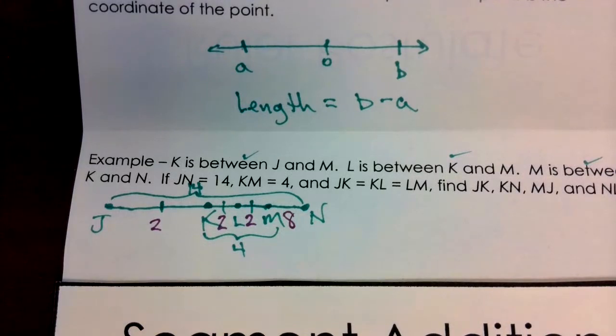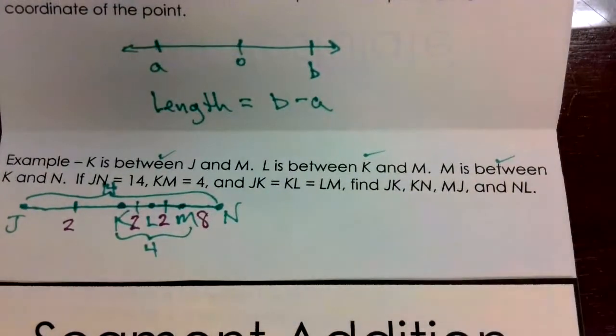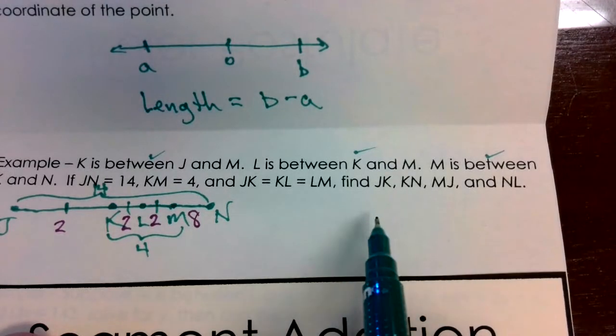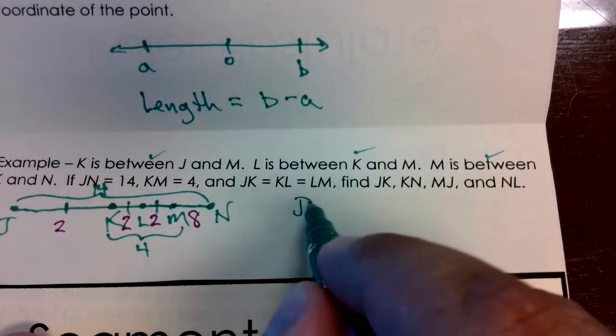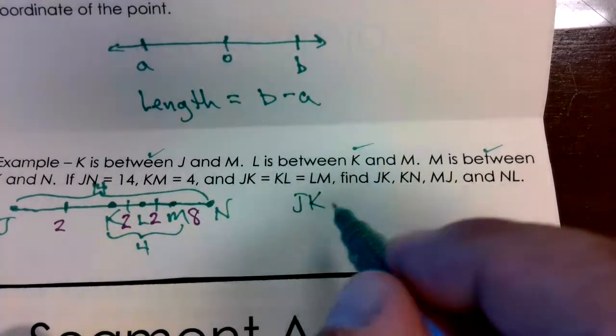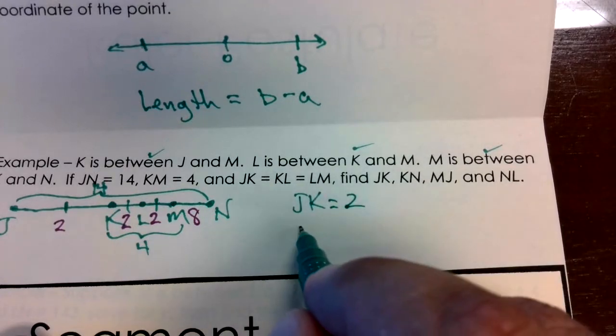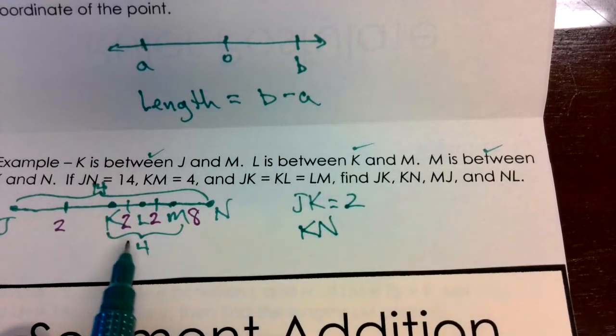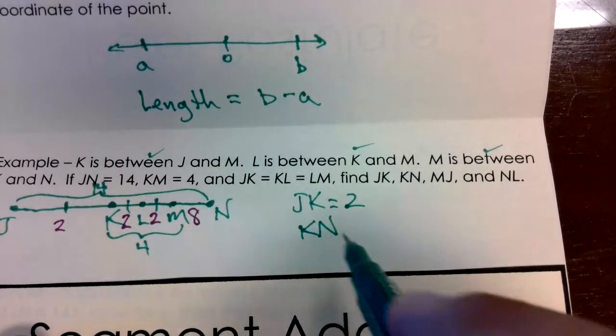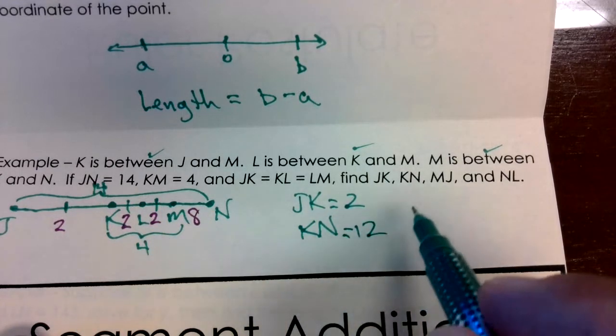Now, once I have those all labeled, it's really easy to answer these questions. I just want to find JK. JK, oh, I've got that labeled. That's 2. I want to find KN. Oh, well, KN is from here to here. I just add up these parts, 2 and 2 and 8. That's 12.